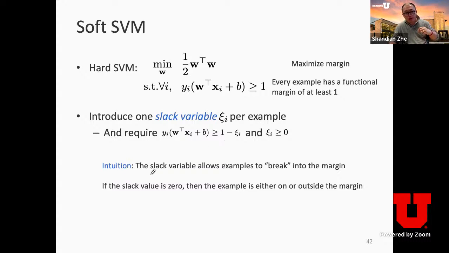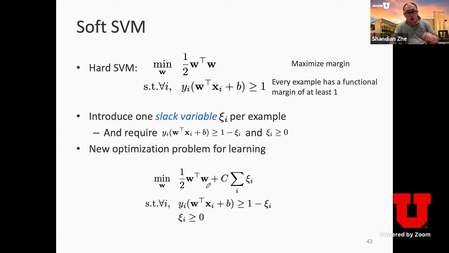So the intuition here, let me emphasize again: the slack variables allow the examples to break into the margin. If the slack value is 0, our constraint returns to the hard SVM case, meaning the example is either on the margin or outside the margin. So now we have modified the constraint to be more flexible.